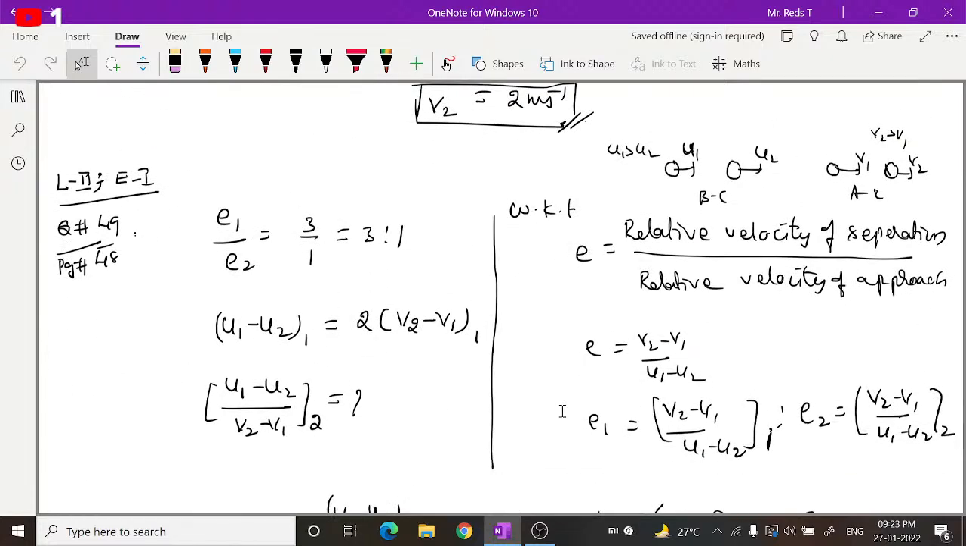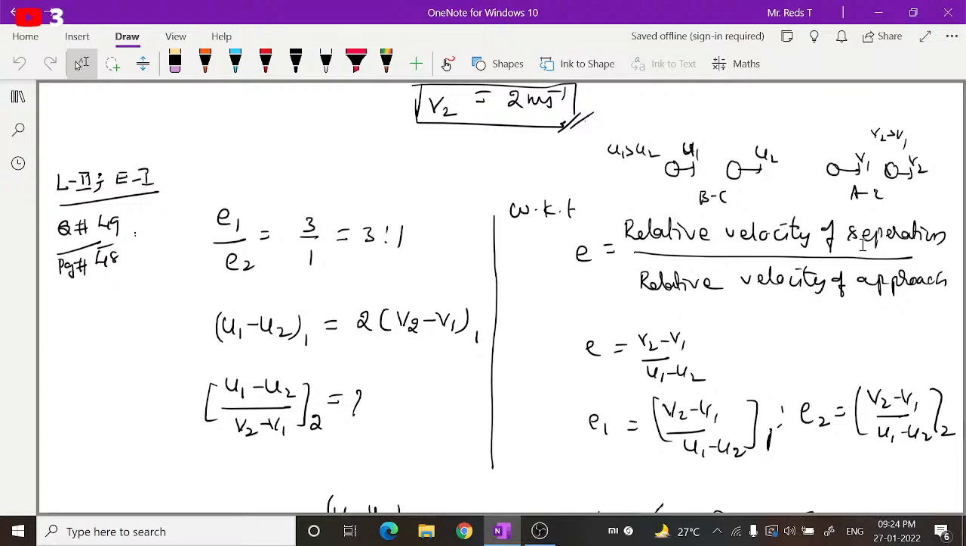The question is, in two separate collisions, the coefficients of restitution E1 and E2 are in the ratio 3 is to 1. In the first collision, the relative velocity of approach is twice the relative velocity of separation. Then, the ratio between relative velocity of approach and relative velocity of separation in the second collision is. Different options are given. First option 1 is to 3, second option 2 is to 3, third option 3 is to 2, fourth option 6 is to 1.